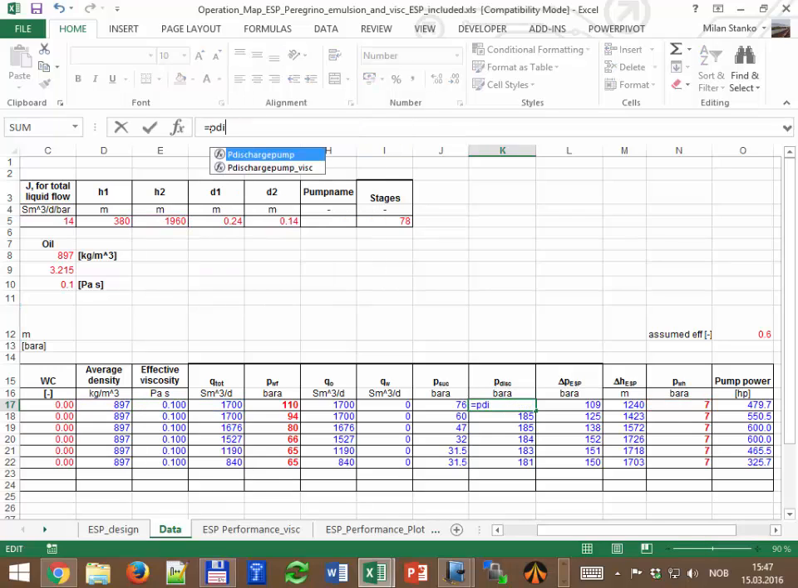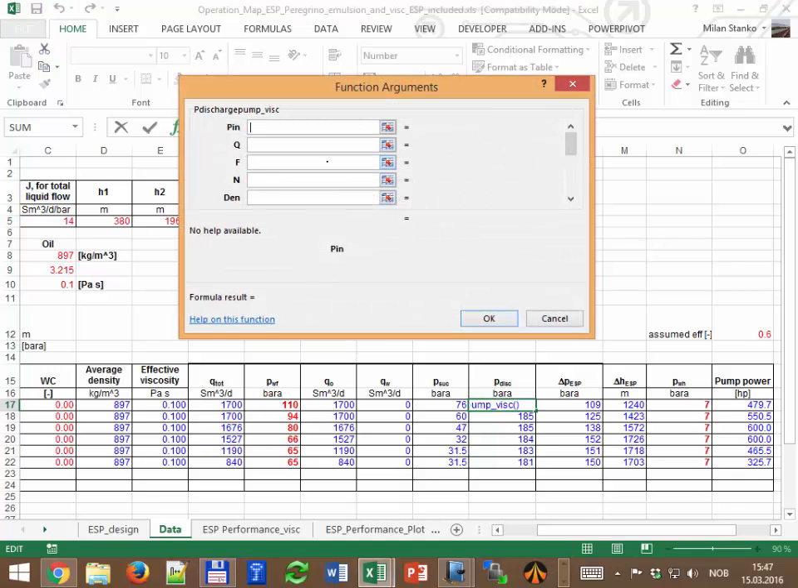P discharge, pump, viscous. Okay, what do I need here? I'm going to need a lot of things. P in, P suction, okay, that doesn't go locked. Q, that's total Q through the pump. F, that's the frequency of the pump. So we need a place to put the frequency, okay?